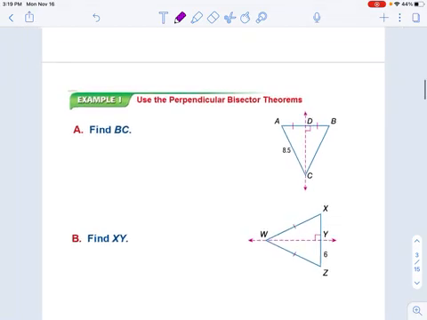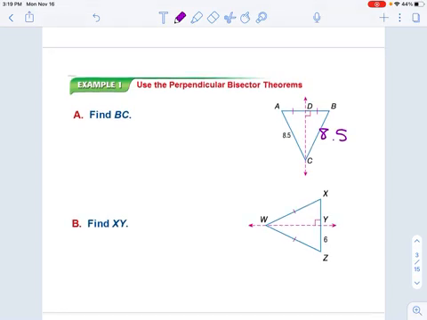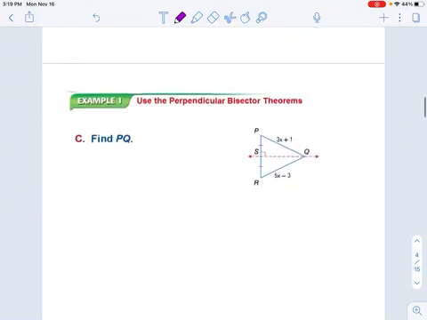We have a line going through at 90 degrees and creating two congruent segments. That means that BC is 8.5 because of the perpendicular bisector theorem. Similarly, using the converse though this time, we have a line going through at 90 and these guys are congruent, so that means XY has to be equal to 6. Pretty simple.